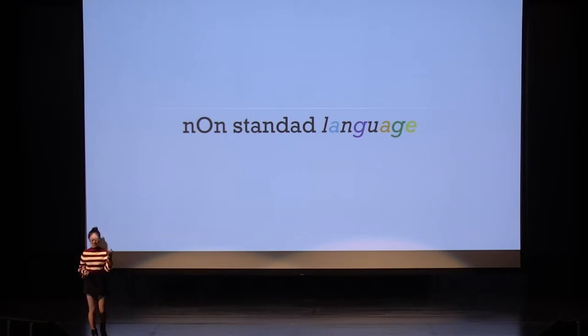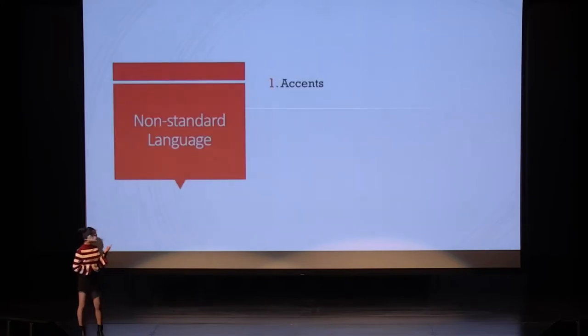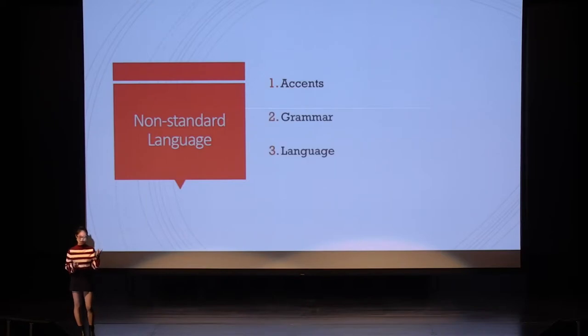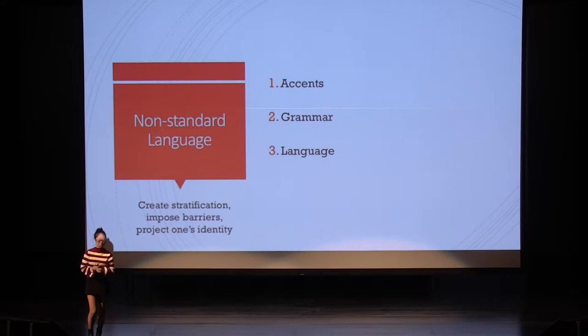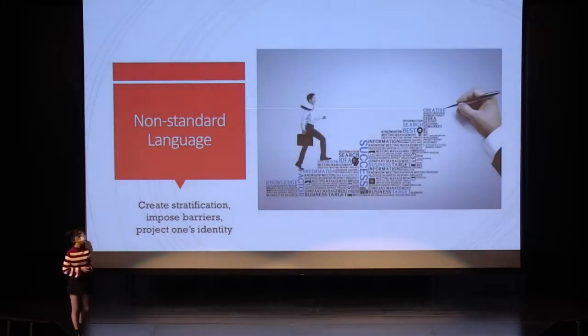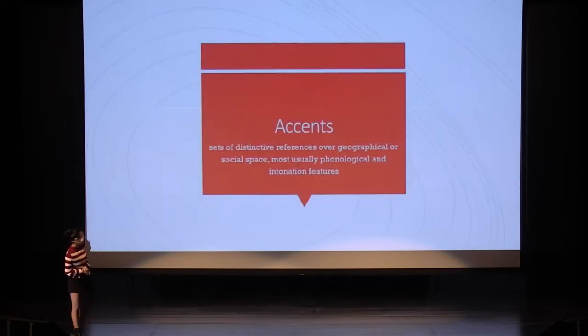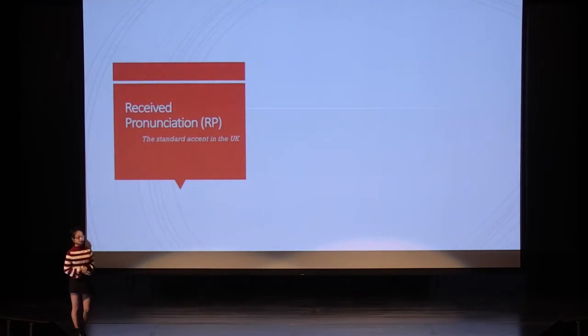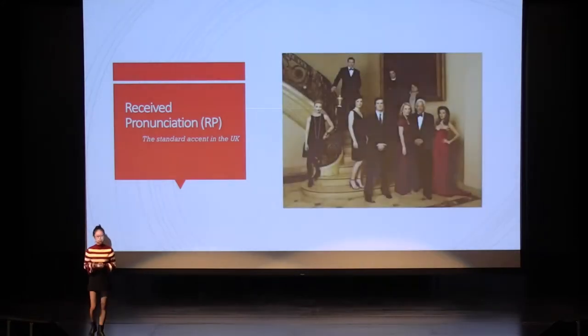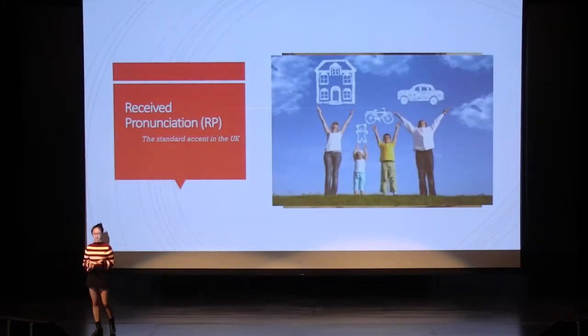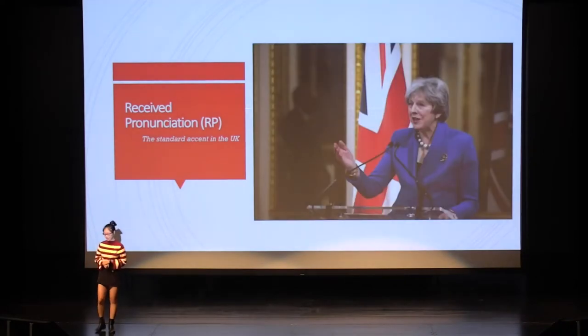And you have mainly three ways to do that. First, accents, grammar, and language. All these have the power to create stratification, impose barriers, project one's identity, and ultimately affect your chance of success in the society. Let's start with accents. The received pronunciation, or RP, is the standard accent in the UK. It is often used by the upper and middle class, and is associated with educated speakers and formal speech.